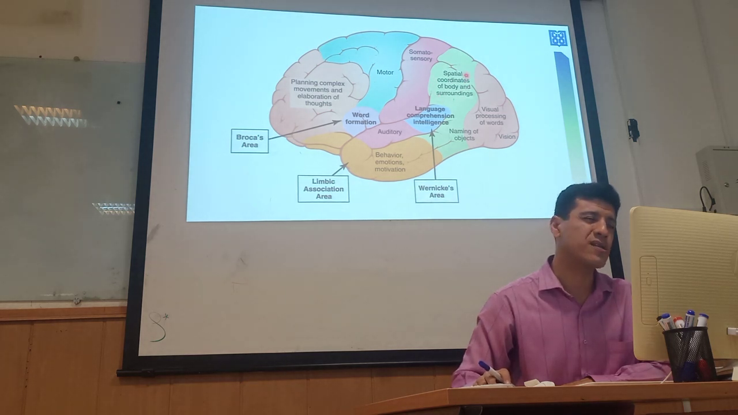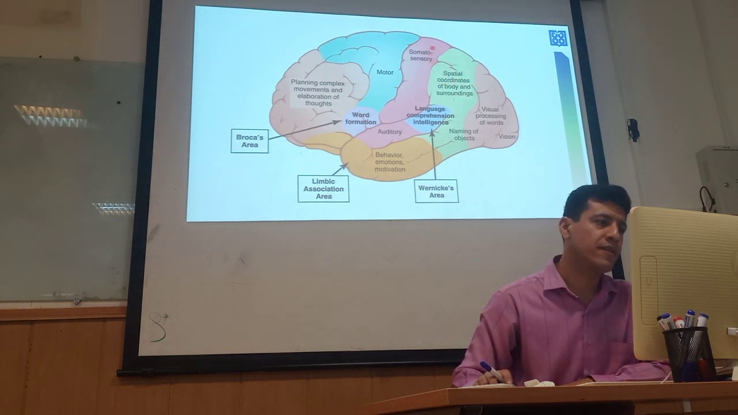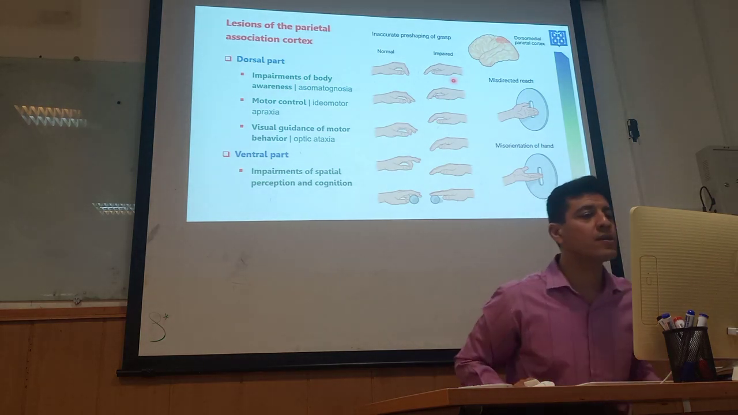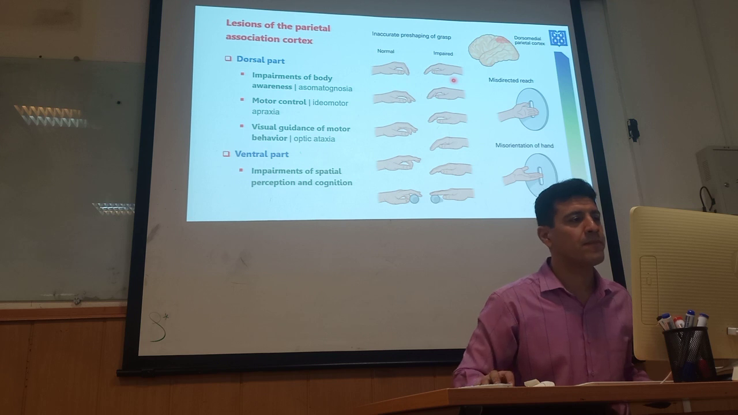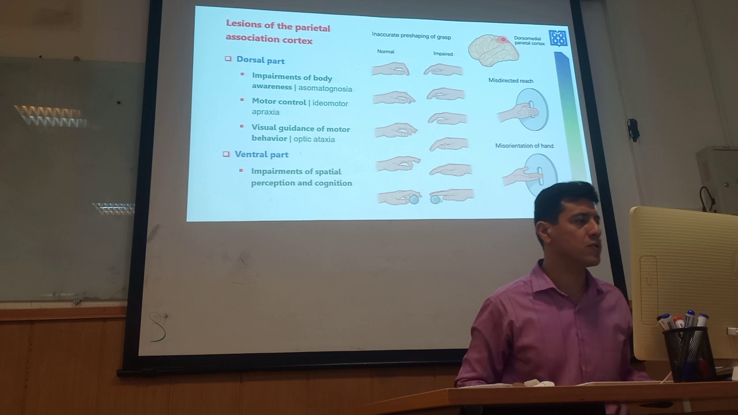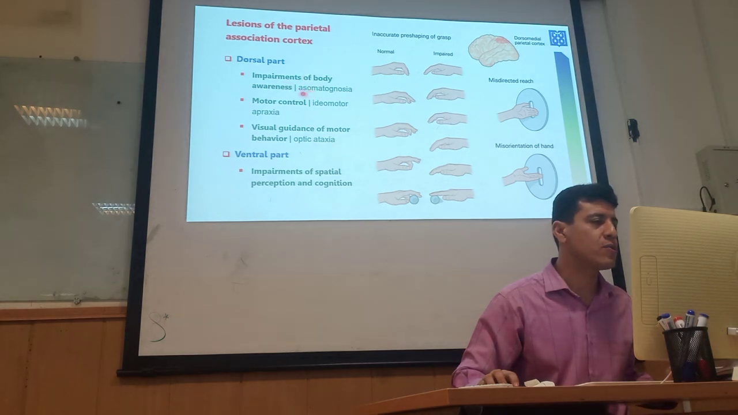Parieto-occipitotemporal association cortex. Specifically, we call them posterior parietal cortex. This is the anterior parietal cortex. This one is posterior parietal cortex, right? Both areas 5 and 7 and the surrounding area. So if there is damage in the dorsal part of the posterior parietal cortex, then there will be impairment in body awareness. We call this asomatognosia, motor control, and visual guidance of motor behavior.